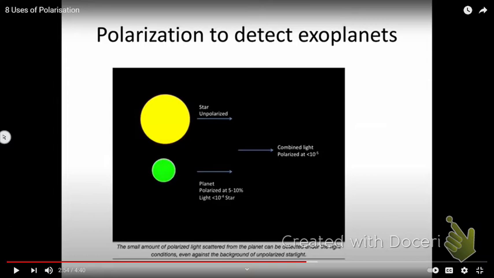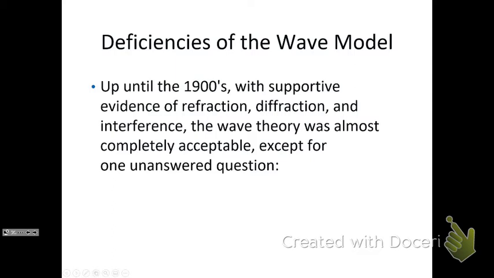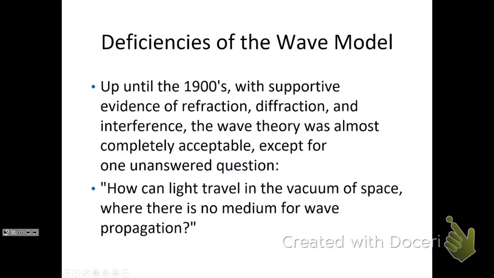Remember we had an ongoing battle between the wave versus particle model. Up until the 1900s, with supportive evidence of refraction, diffraction, and interference, the wave theory was pretty much accepted, except for one unanswered question: how can light travel in the vacuum of space when there's no medium for the wave to propagate through? That was the question.